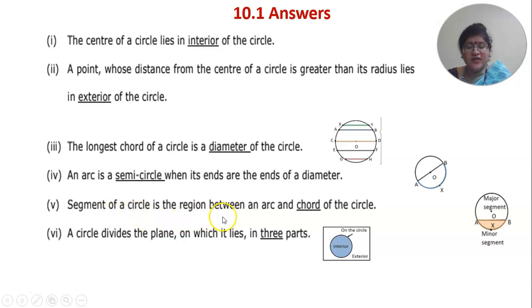Then segment of a circle is the region between the chord and the arc of the circle. So answer here is chord. A circle divides the plane on which it lies into three parts: interior, exterior, on the circle. Inside the circle, outside the circle, on the circle. So this was fill in the blanks from exercise 10.1. I've just given you all the answers. You can make a note of it or revise as and when I'm explaining.